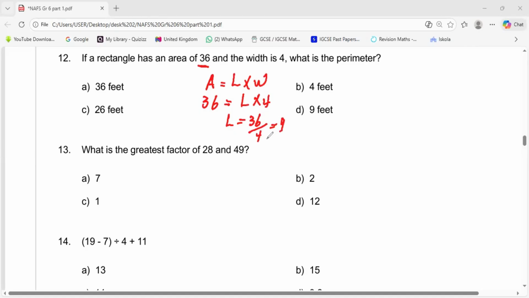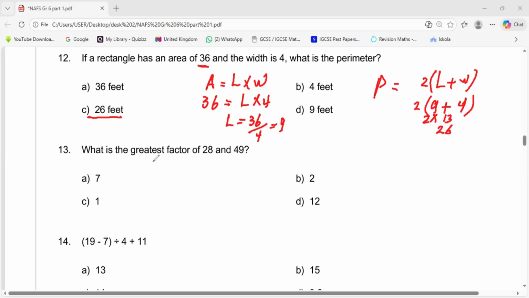Here is the length, 9. You know the perimeter equals length plus width, multiplied by 2. Length is 9 plus width is 4. We add to get 13. 13 multiplied by 2 gives 26. Here is the answer, 26 feet. Here we have a tricky one. Some students will choose 9. 9 is not the perimeter. 9 is the length.